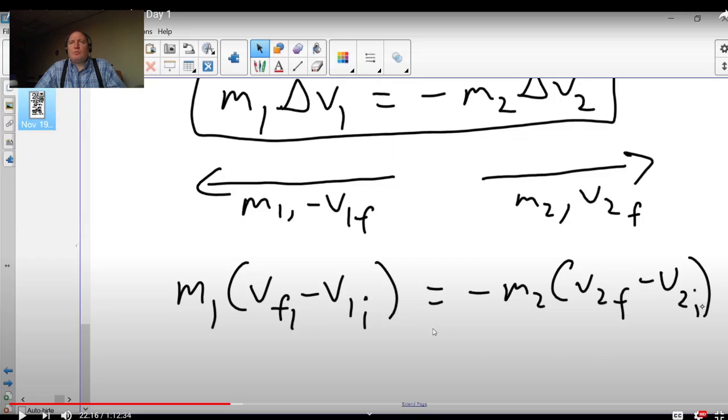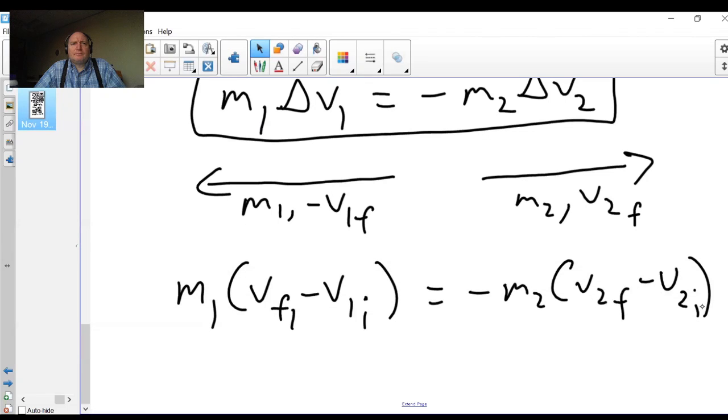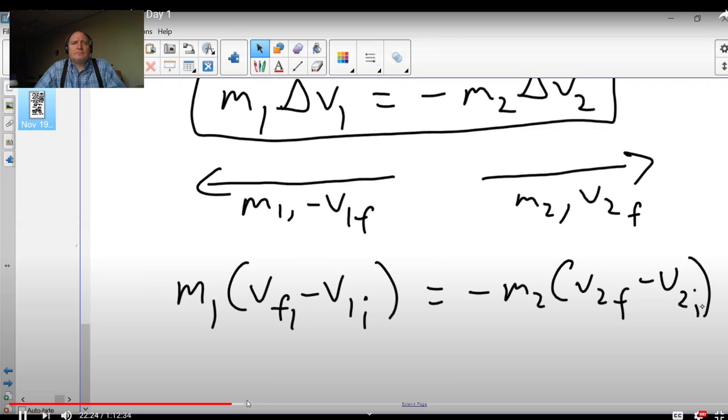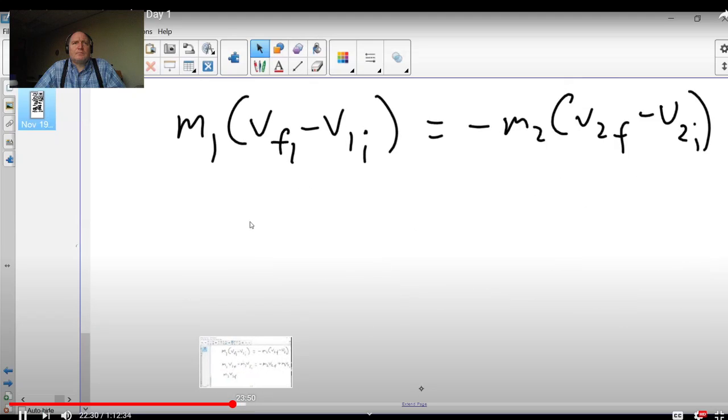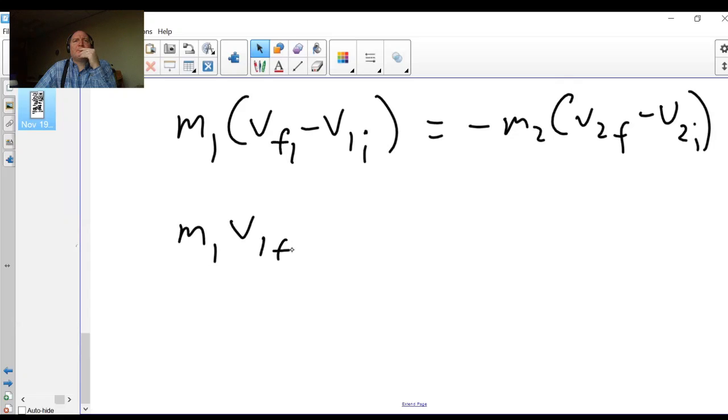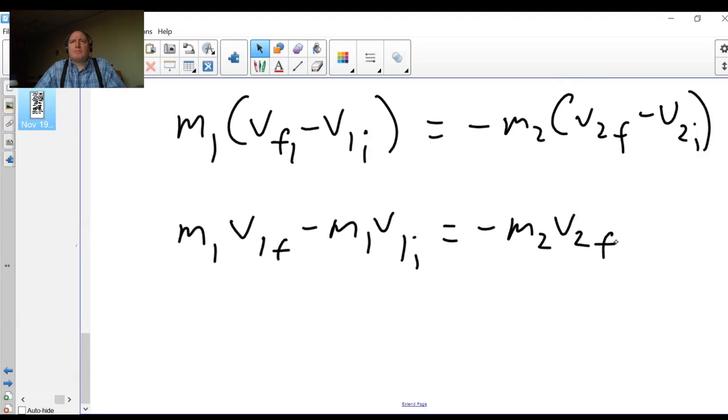These negative signs have to do with the definition of delta. These negative signs, this one and the similar one for the other one, haven't really shown up yet. M1 delta V1 equals the opposite of M2 delta V2. And this is the same equation stretched out in terms of their final and initial velocities. So simplifying that, we have M1 V1 final, just switching the subscripts around, minus M1 V1 initial equals negative M2 V2 final, and then we add those. This here is going to be M2.